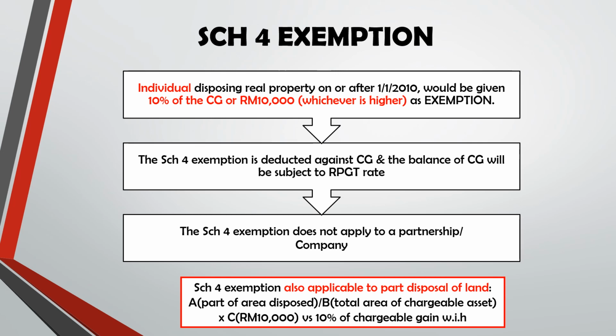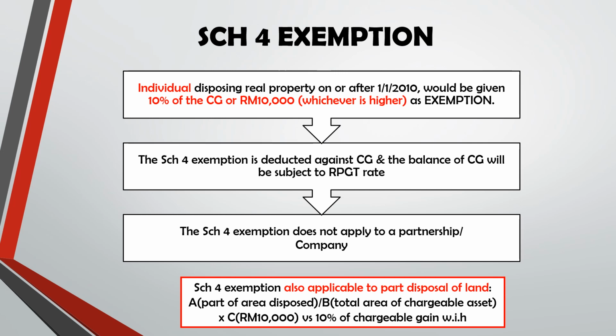The Schedule 4 assumption is deducted against chargeable gain, and the balance of chargeable gain will be subject to RPGT rate, as what you have looked into in the formula before. And this Schedule 4 assumption doesn't apply to other than individuals, such as partnership, company, limited liability, and so on.